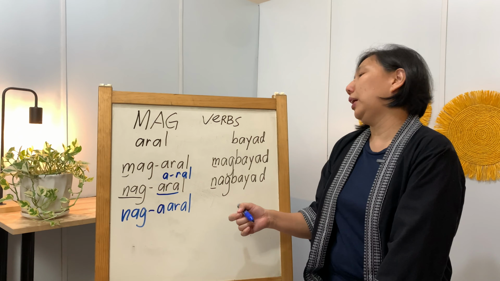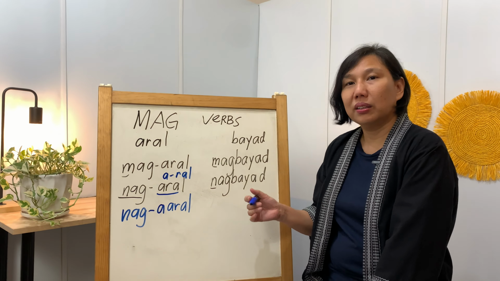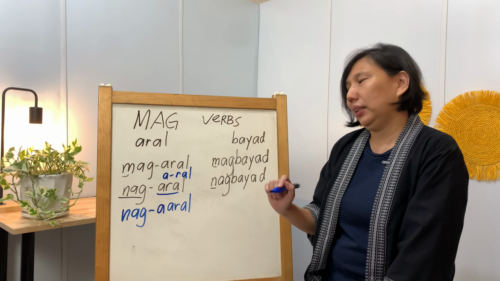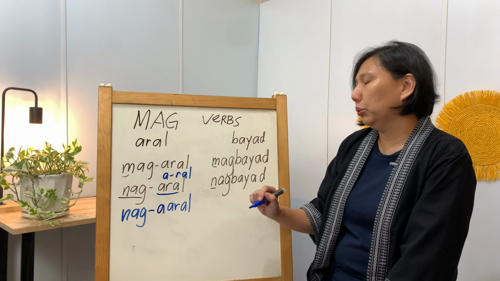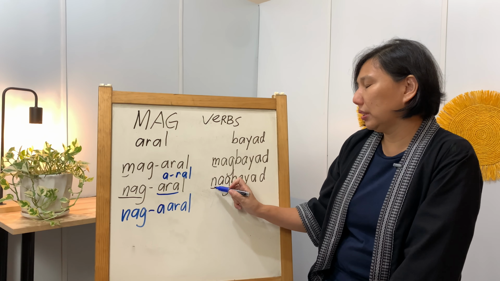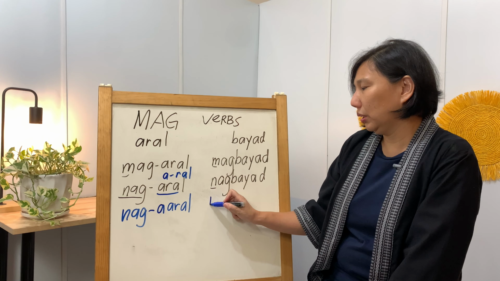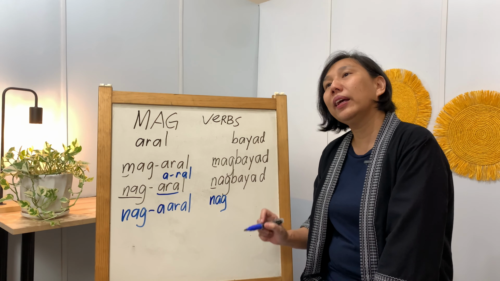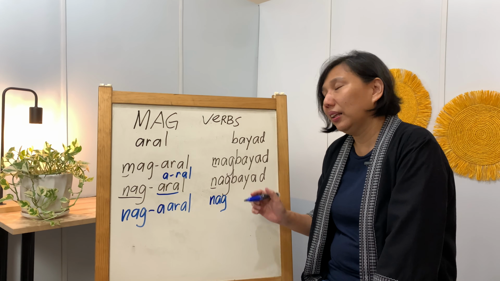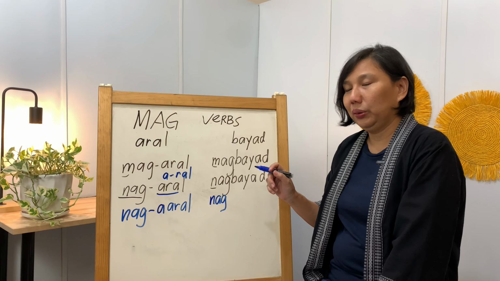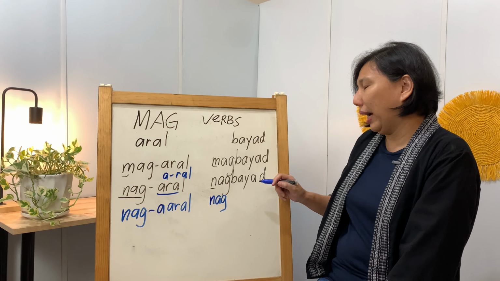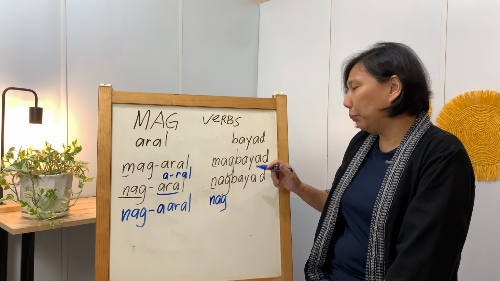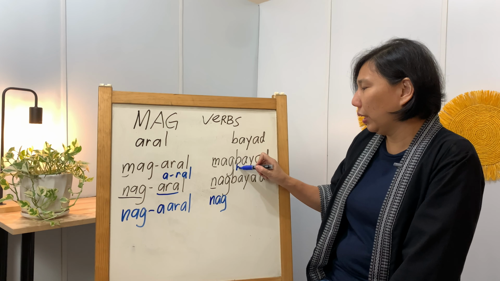So let's do the same for your verb root bayad. What we're going to do is retain the N, so it's nag, we retain the nag. And then we syllabicate the verb root. The verb root is bayad. If we syllabicate or divide it into two, it will become ba-yad.